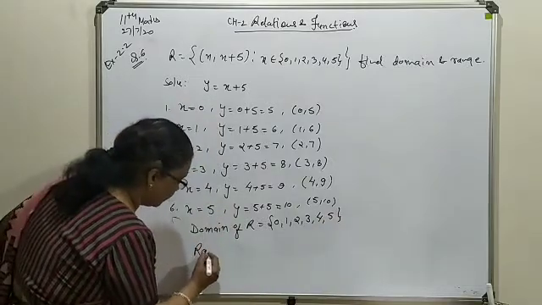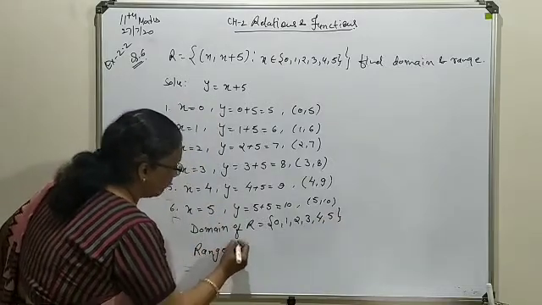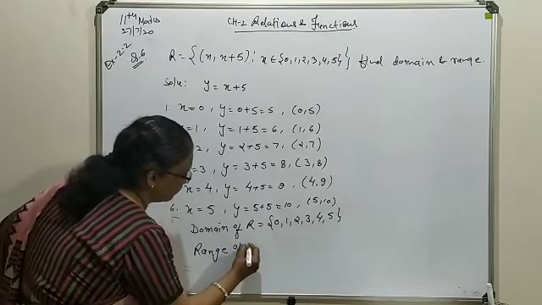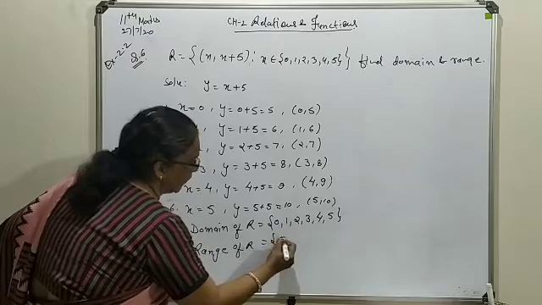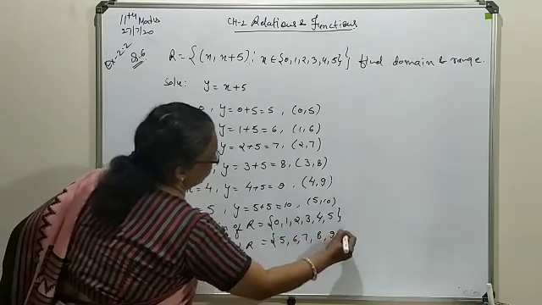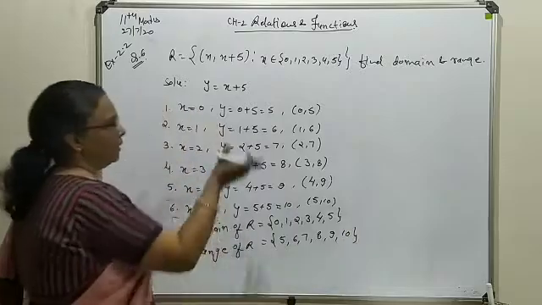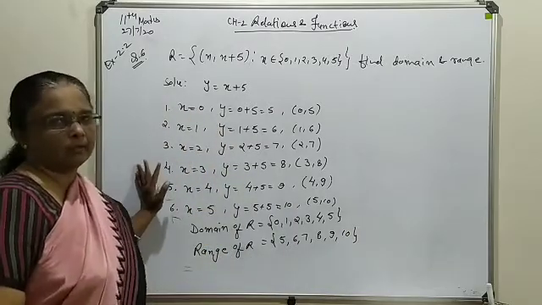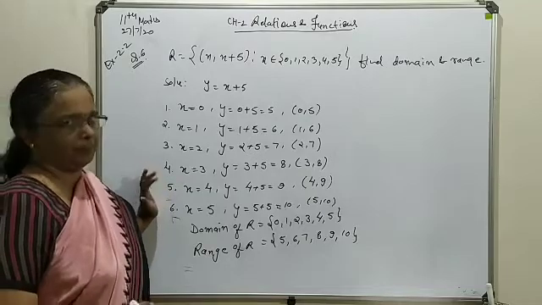Range of R means the function value you have evaluated as the value of y, that is 5, 6, 7, 8, 9 and 10. So this way for any given combination you can find the range and domain.